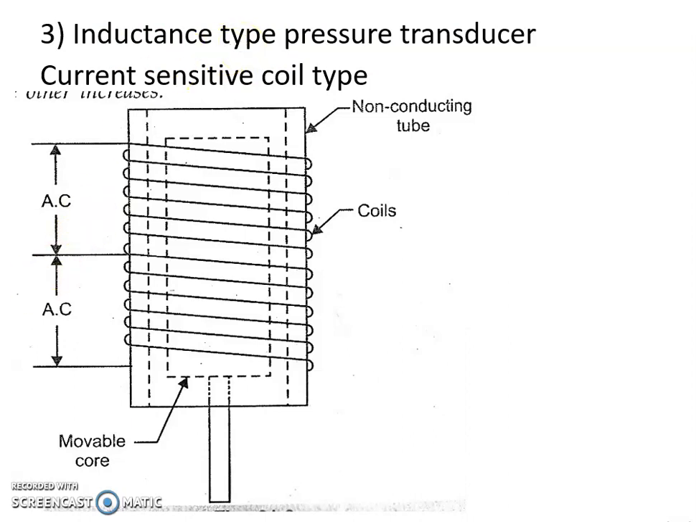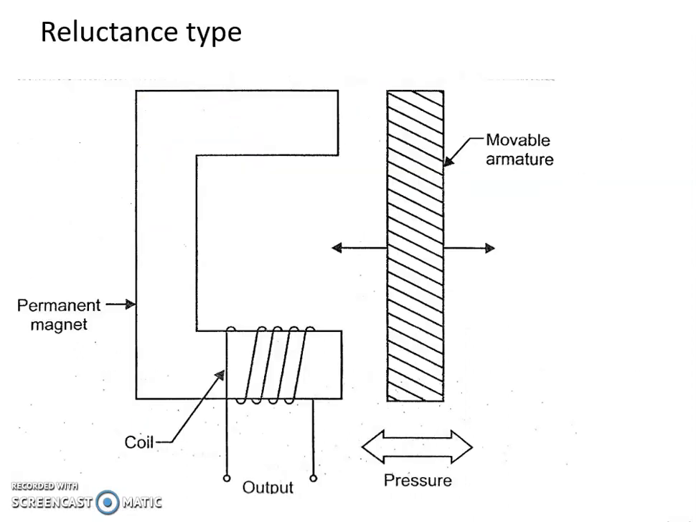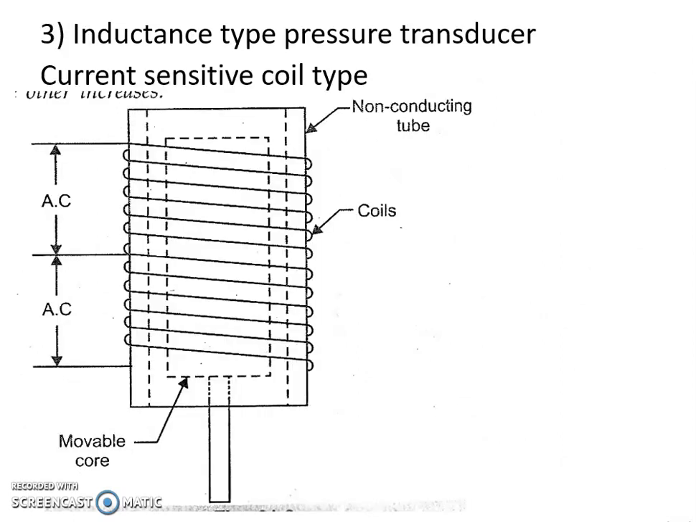So basically there are three types of inductance type pressure transducer which we are going to study in this section: current sensitive coil type, LVDT type and reluctance type. So let us see the first one, current sensitive coil type inductance pressure transducer. It consists of mainly three parts. One is a coil, second is a movable magnetic core, and third is the elastic deformation element, and this element is attached to the core.